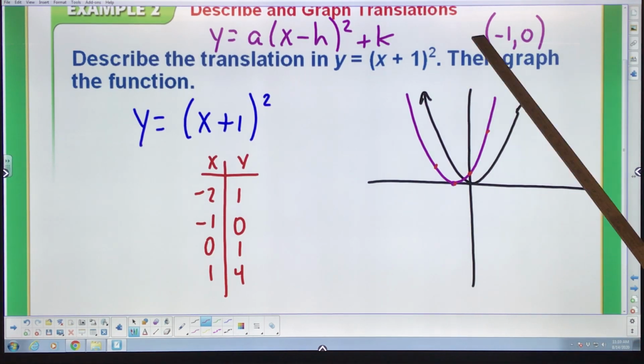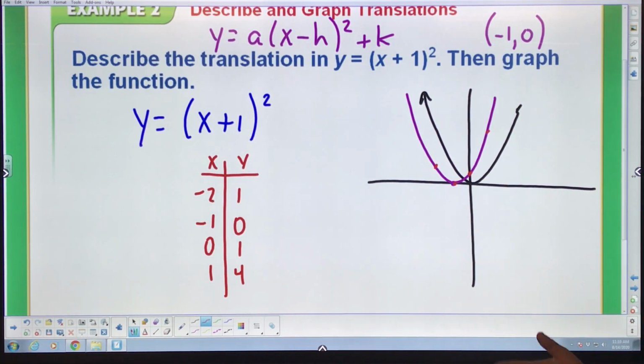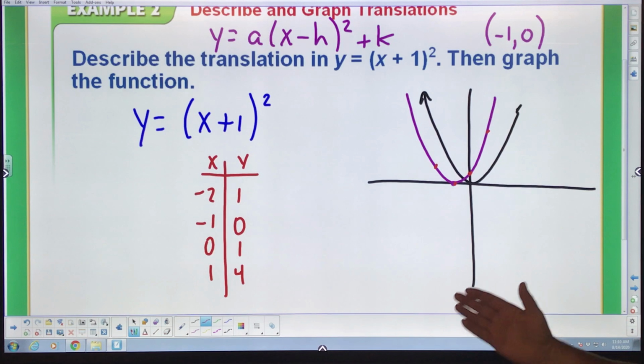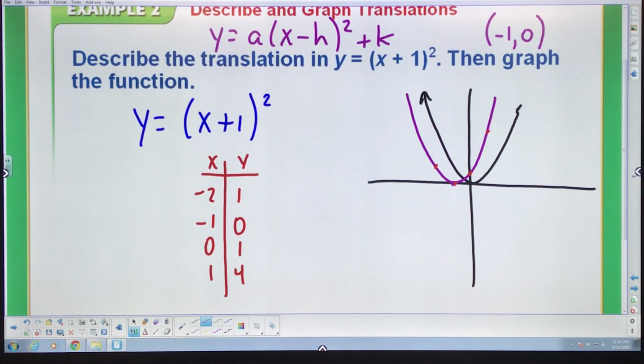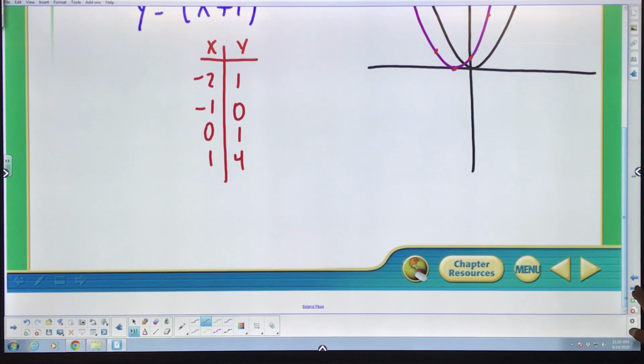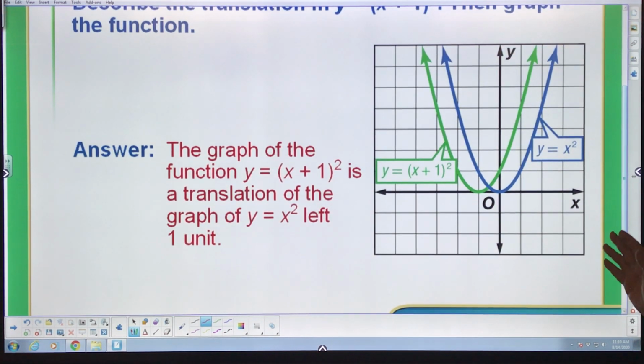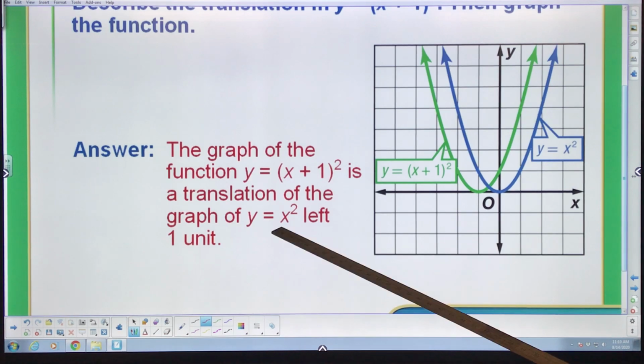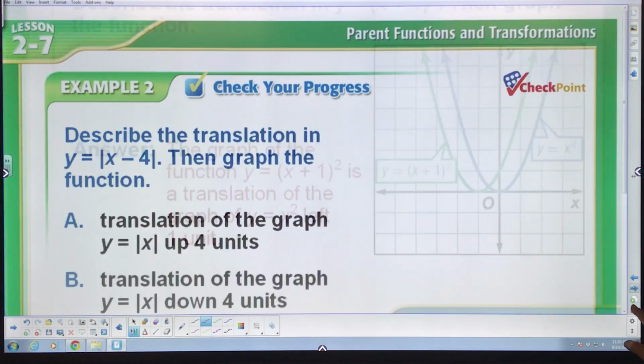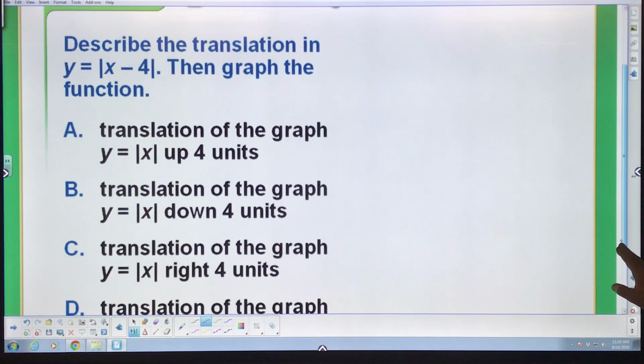If I hadn't shown you the HK, we could have graphed it anyway. Certainly with the calculator we could have graphed it. We could have graphed it with a T-chart. So describe the translation. It shifted one place to the left. Nothing happened to it as far as it didn't get any bigger or narrower. It just shifted one place to the left. That's what it did. So it's just the parent scooted over.